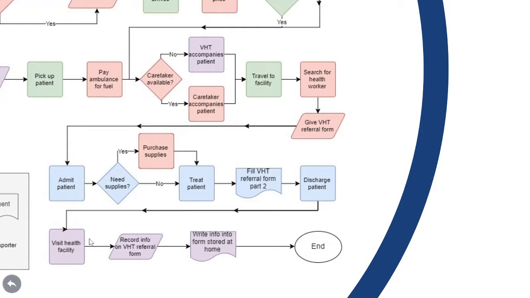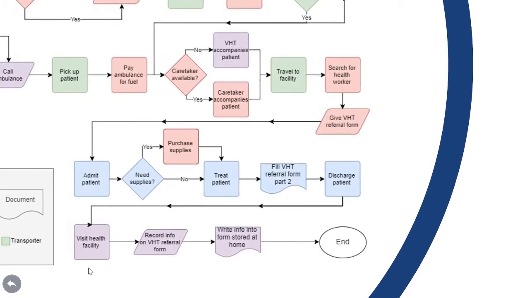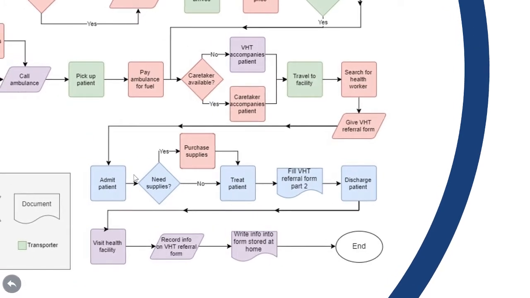Later on, it would be the responsibility of the VHT to visit the health facility to then record that information, remember it, and then write it down on the stored form in the VHT's home. These steps almost never happen from what we were told, but this was the ideal.